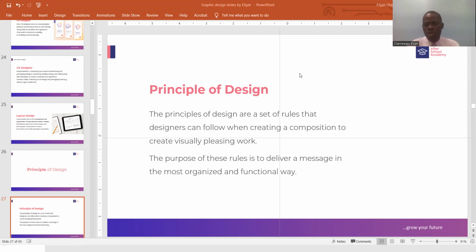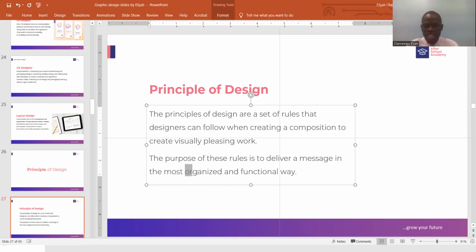The purpose of these rules is to deliver the message in the most organized and functional way. You need to highlight this: most organized and functional.